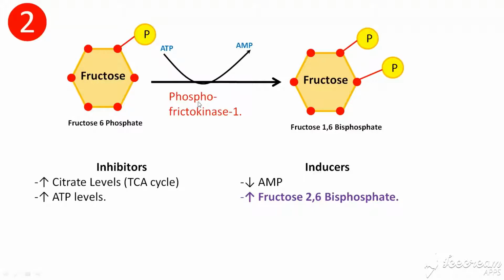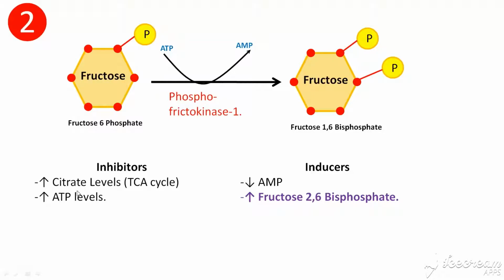Now, it's important to know that phosphofructokinase is going to be the rate-limiting step in glycolysis. So it's important to understand what inhibits this enzyme and what induces it. So inhibitors of phosphofructokinase are going to be elevated citrate levels and also elevated ATP levels. Now, these both are going to indicate a high energy state inside the cell. That means that there's no need to push glycolysis forward in order to produce more ATP because the cell is already in a high energy state.